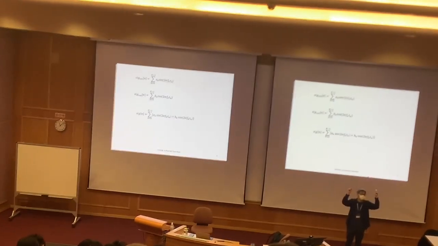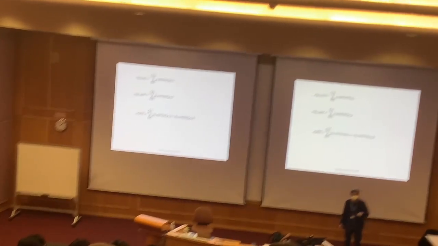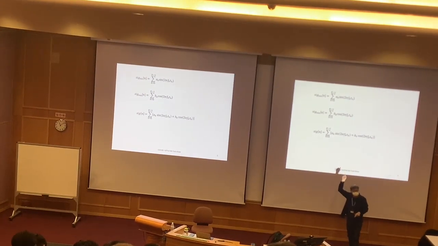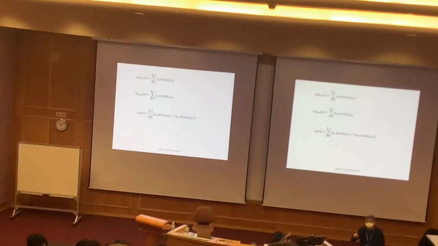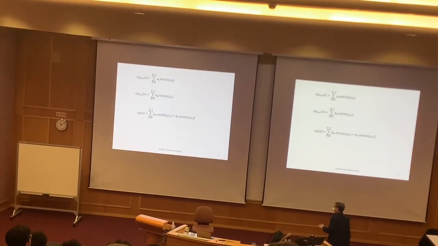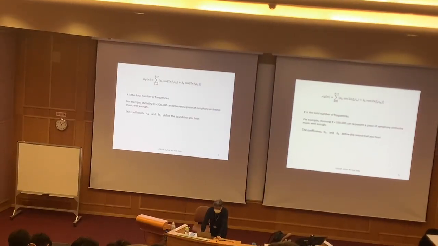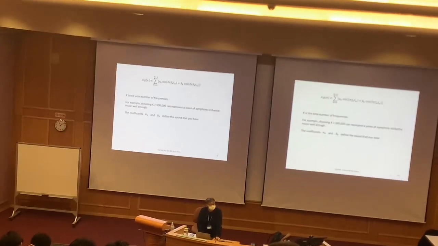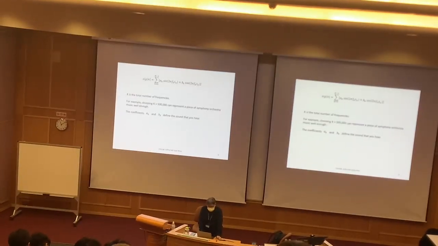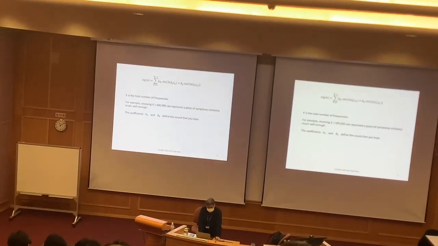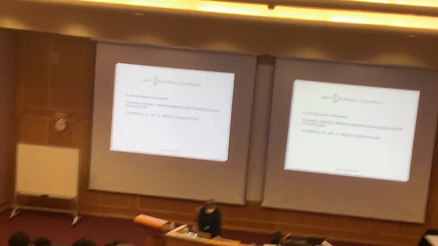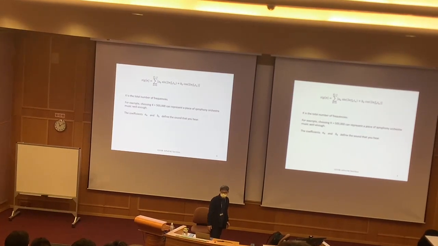So, any signal, this is something I want you to just accept for the time being. And this is what Fourier told us also. Any signal in the world can be represented in this form. So K is the total number of frequencies. In the demo that I gave you, 540,000 types of frequency. And you can represent a piece of symphony orchestra music well enough. And the coefficients AK and BK define the sound that you hear.